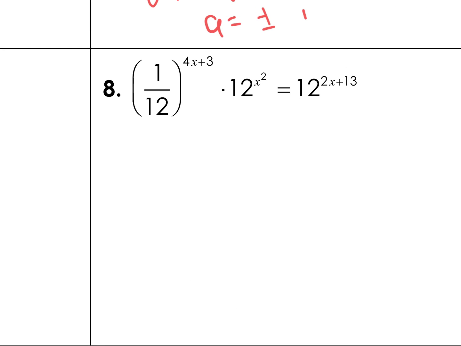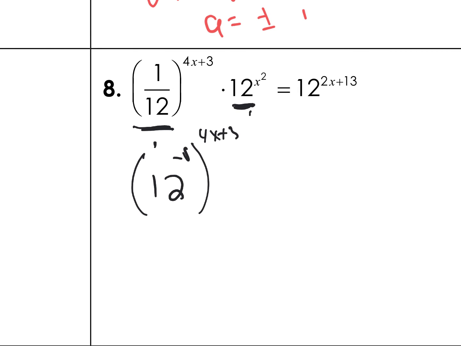Okay, look at this one, number 8. I've got 2 terms on the left-hand side. Somehow, she must be thinking I still need a common base. And if that one has a 12 to something, can this one become a 12 to something? How about raising it to the power of negative 1? That would flip it, wouldn't it? That's right. But write down what you just said. 12 to the negative 1 is the same thing as 1/12 raised to the 4x plus 3.